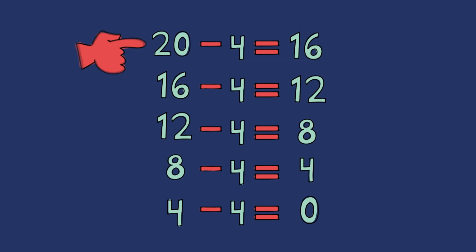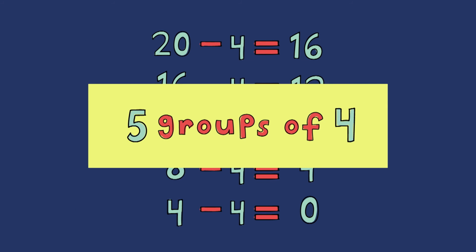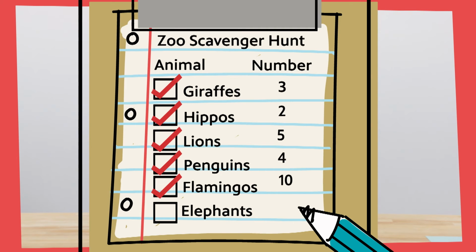Well, we subtracted 5 times, so there are 5 groups of 4 in the number 20. There are 5 elephants. Awesome! I can check off my last animal from the scavenger hunt.